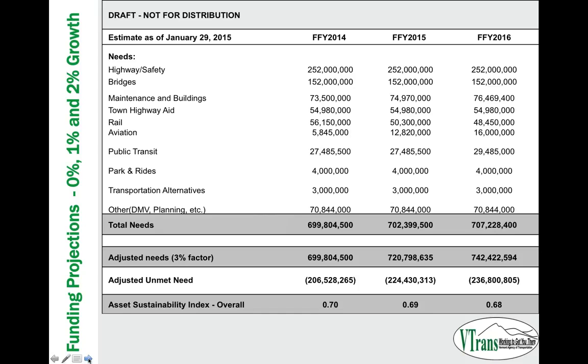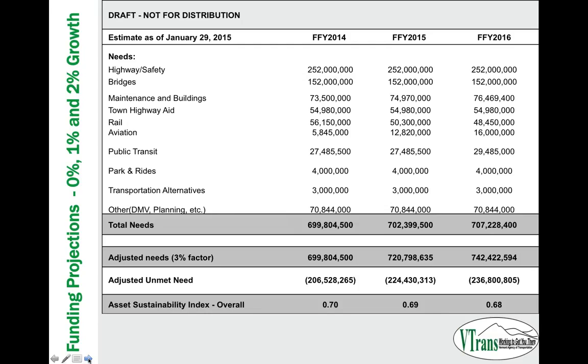So these funding projections were carried out over a 20-year period. This is the bottom half of that spreadsheet, and it represents money leaving the barn. We accounted for inflation by taking the adjusted needs, third from the bottom, and adjusting for inflation there. And we're reporting an adjusted unmet need ranging from $206 million in 14 to $236 million in 16, and this is carried out for 20 years to about FY 2035.